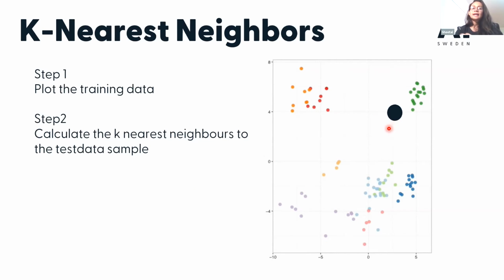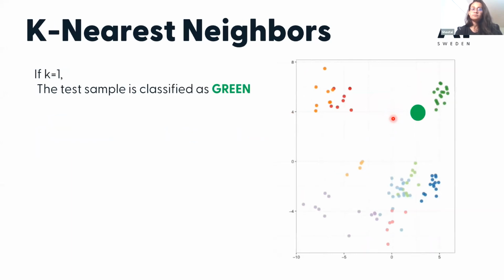And what k nearest neighbors does is, the machine learning algorithm figures out the nearest neighbor. Let's say, for example, this is the nearest neighbor to this test point. So the test point will be green. So let's give the class of the nearest neighbor to the test sample. This is a very simple classification algorithm.